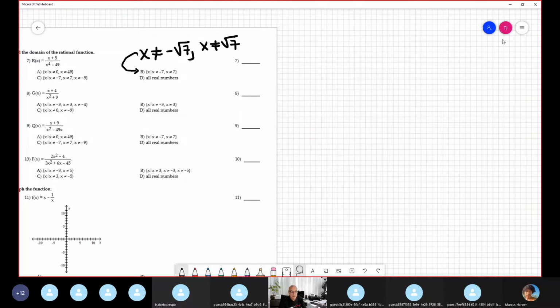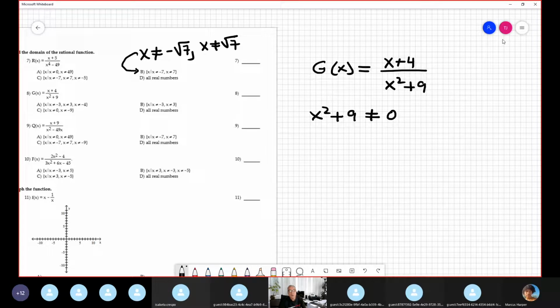Okay, number 8. Number 8 is g of x equals x plus 4, I don't care, divided by x squared plus 9. And you take x squared plus 9 not equal to 0. I'm going to find the domain. Oh, much better to understand. x squared plus 9 equals 0. What do you think about this equation? Opinion? This is a classical irreducible quadratic expression. Yes or no?